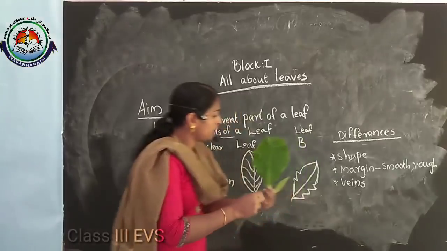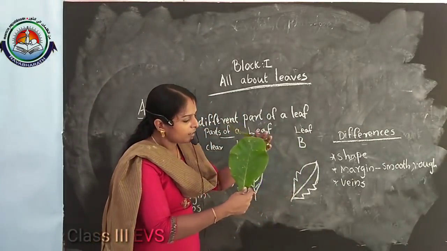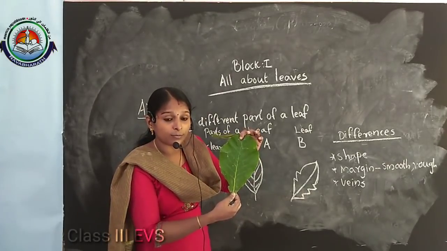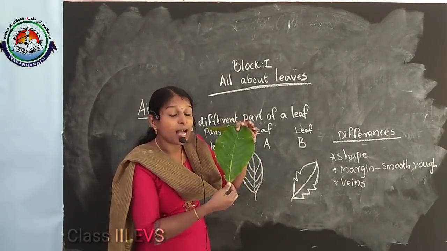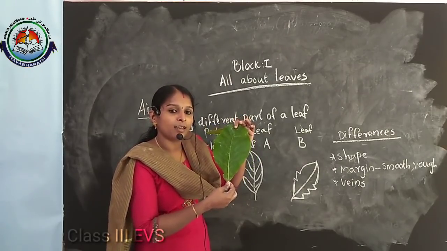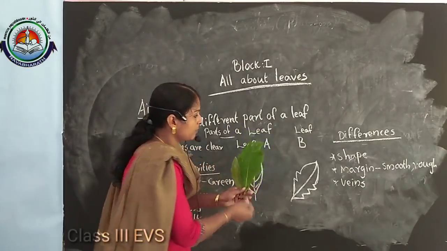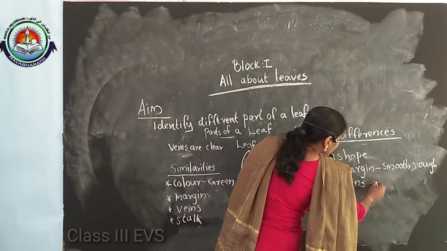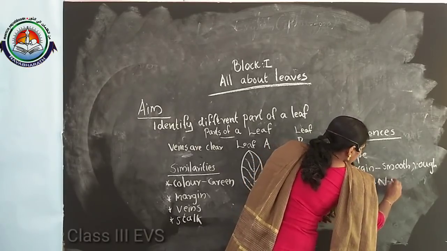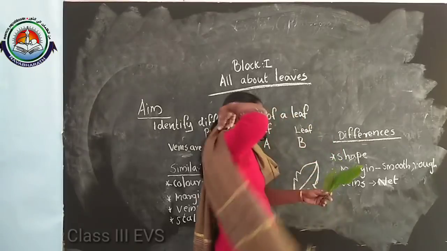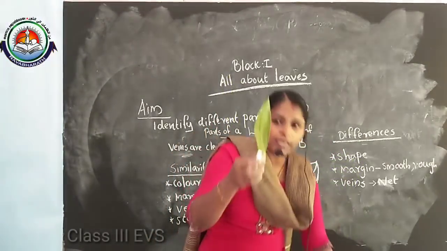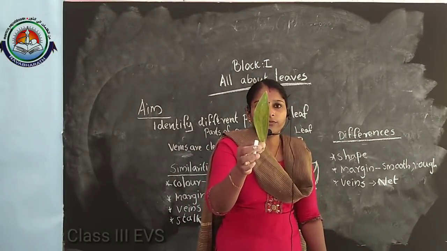So how are the veins different? It has a midvein and some small veins are starting from this midvein. So it is arranged like a net. So veins are arranged like a net. So veins are also different. It is one arranged like a net. And another one, when you look, you cannot see any midvein in this leaf.